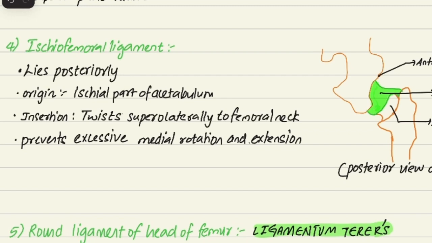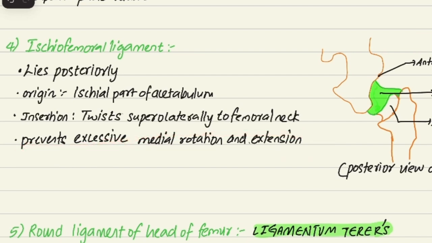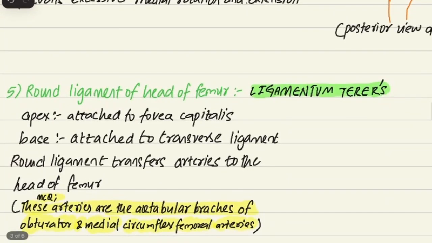So these fibers of the ischiofemoral ligament twist superolaterally to the femoral neck, and they prevent excessive medial rotation and extension. Don't bother about these movements, guys. If you remember, well and good. If you don't remember, don't worry. Just try the diagram and explain it. Simple. Next, the fifth ligament is the round ligament of the head of femur.